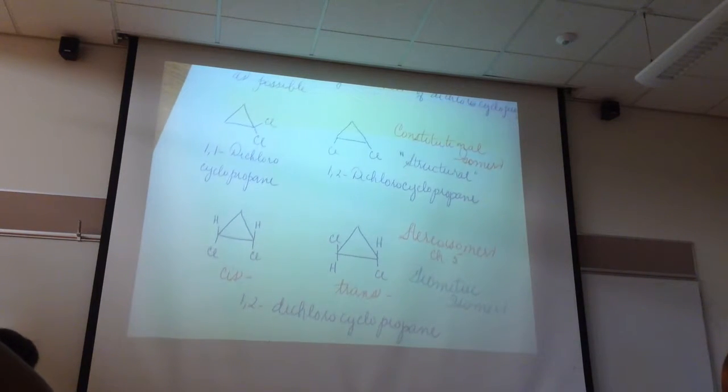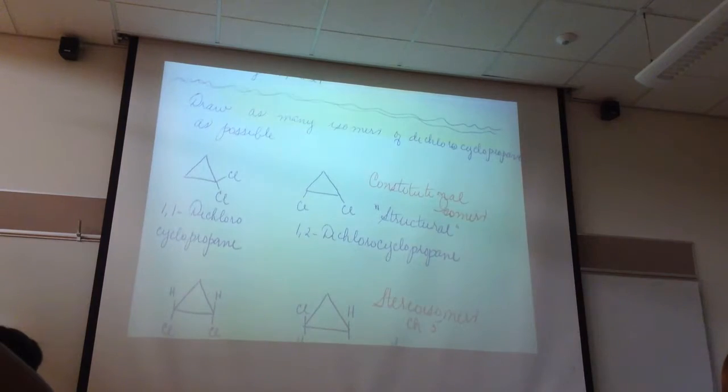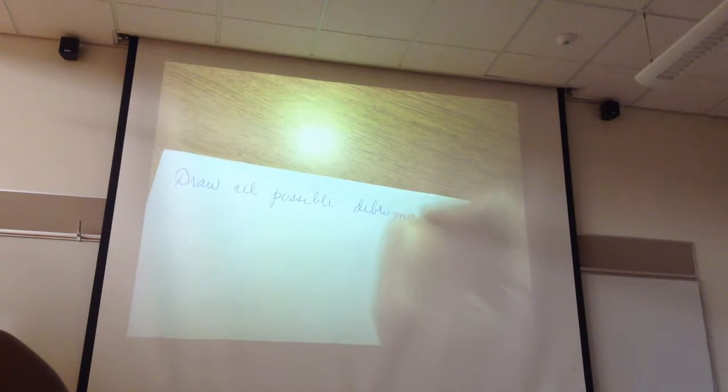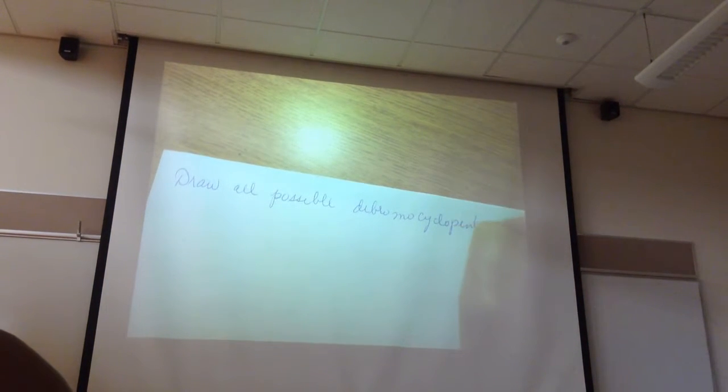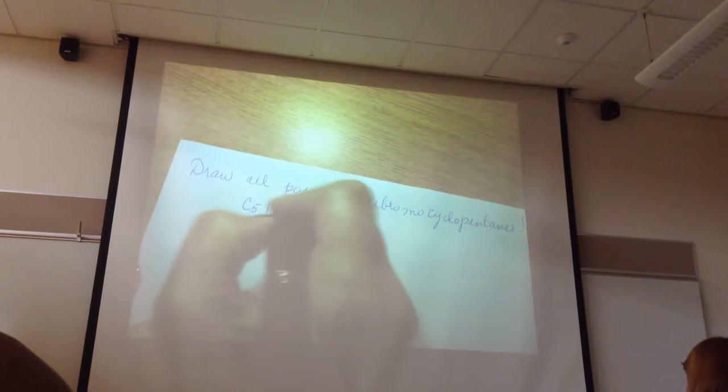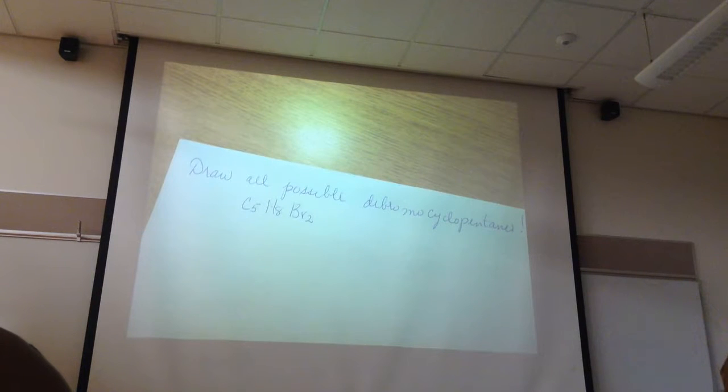Are you ready? Following the same mentality, and this time allowing you to work, draw all possible dibromocyclopentanes. Molecular formula C5H8Br2. See how many you can come up with, and then I'm going to play.